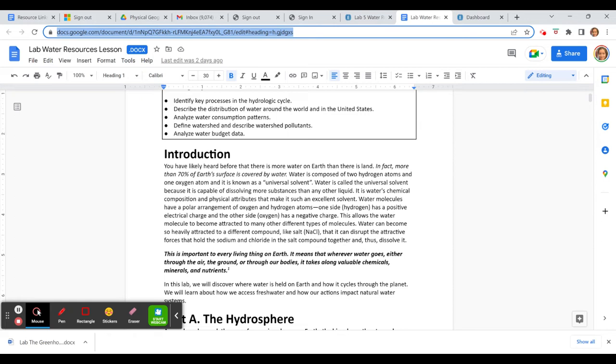Water is a universal solvent. It is called a universal solvent because it's capable of dissolving more substances than any other liquid that we know on earth. And it's water's chemical composition and physical attributes that make it this excellent solvent. For example, think about when we dissolve salt into water, when we dissolve sugar into water, and other substances.